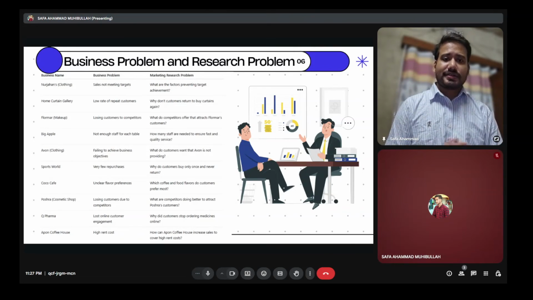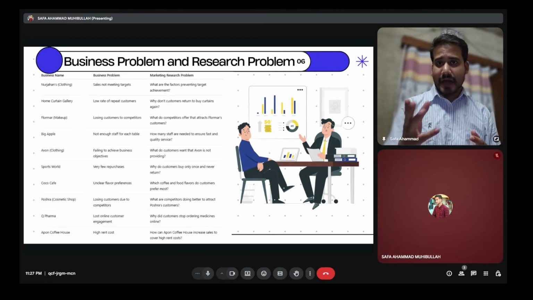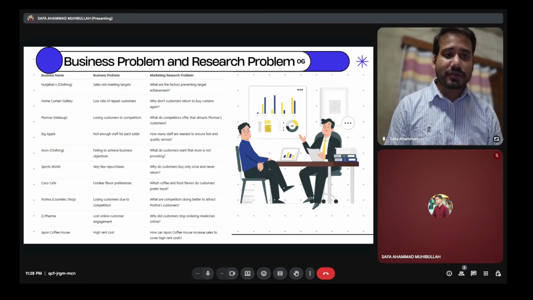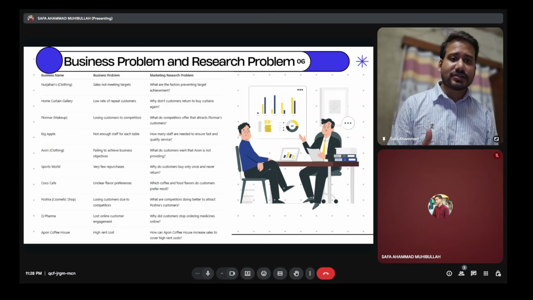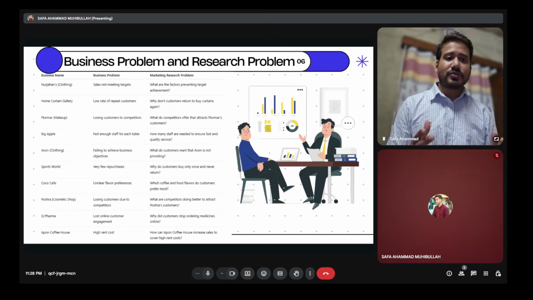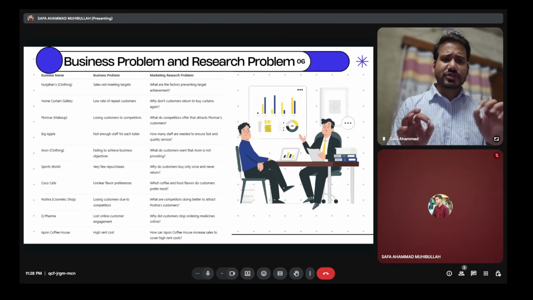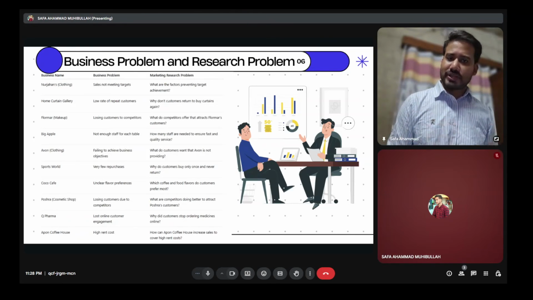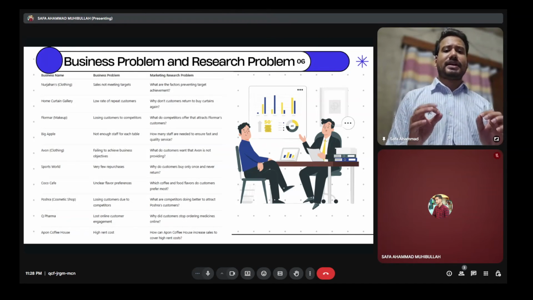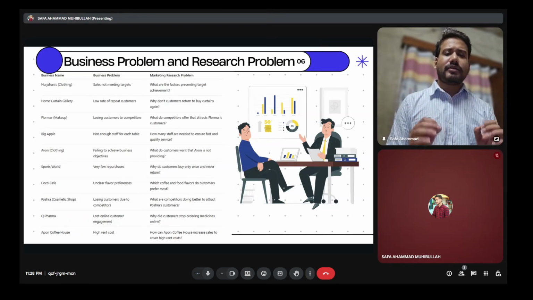And also on the last business name we can see Upon Coffee House. It's a cafe shop, and their rent is too high, and they're struggling with the rent. So my research question was how can Upon Coffee House increase sales enough to cover those high rents? So this process showed me that every problem, big or small, can be turned into a researchable question, and that's the starting point for improvement.